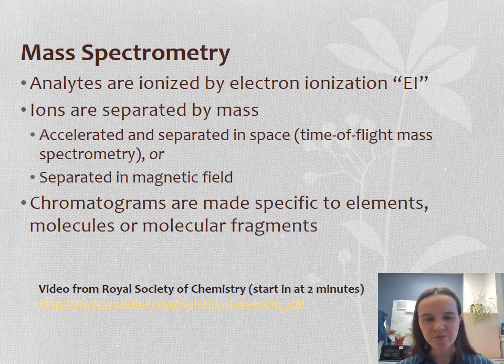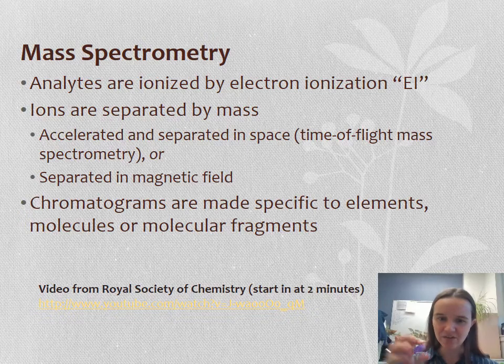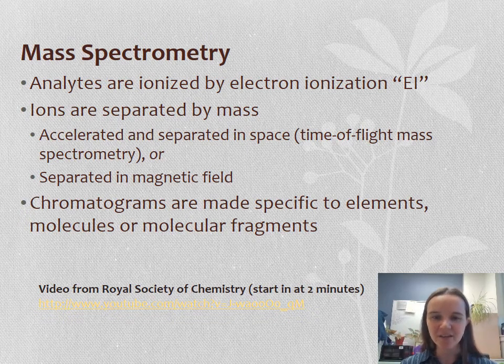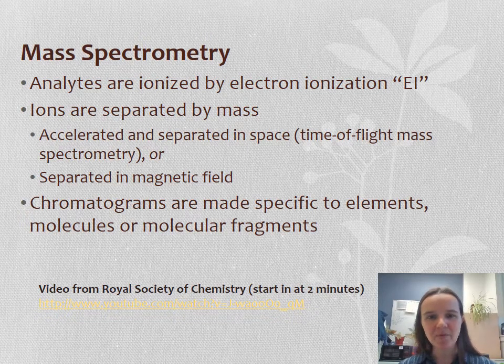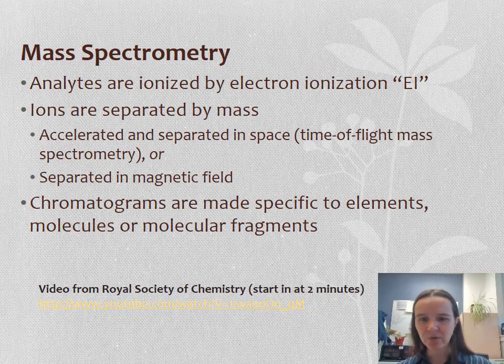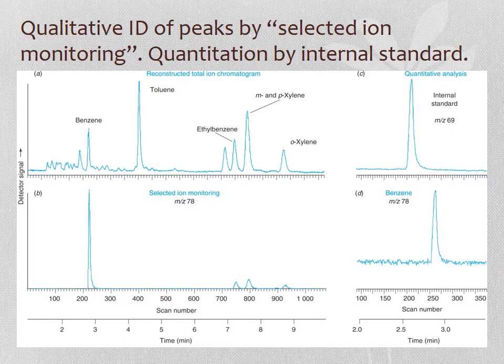Now, I mentioned mass spectrometry a moment ago. The analytes here are ionized by something called electron ionization. So you have electrons coming off the filament. Those electrons hit your sample, your gas that's coming off the column, and ionize your sample. Your sample makes positive ions. Those ions are then separated by mass, so they're accelerated and separated in space. So it's like time of flight mass spectrometry, or maybe you're using a magnetic field to separate them out. And the chromatograms are specific to elements, molecules, or molecular fragments.